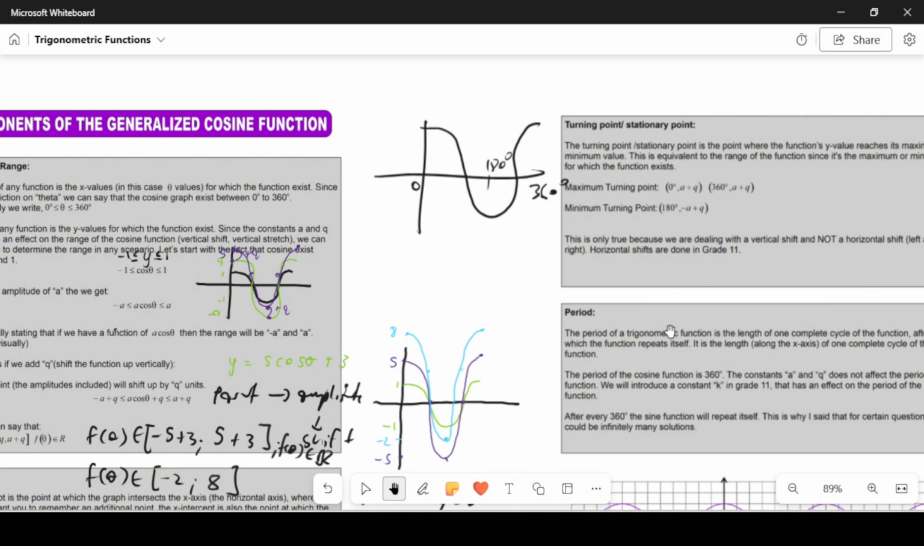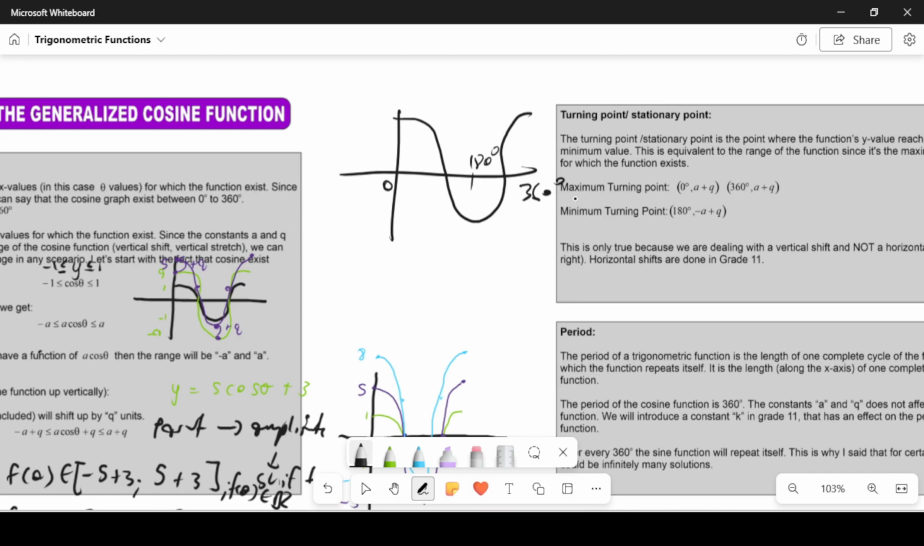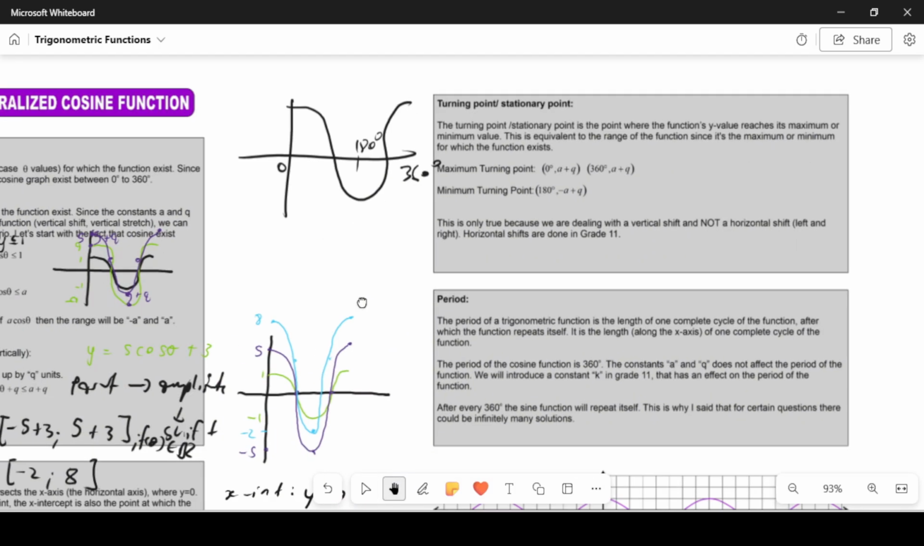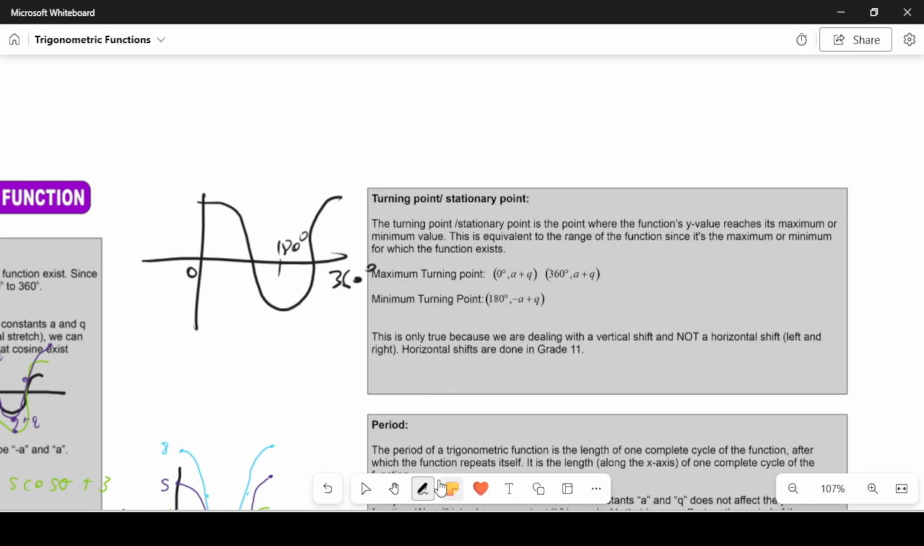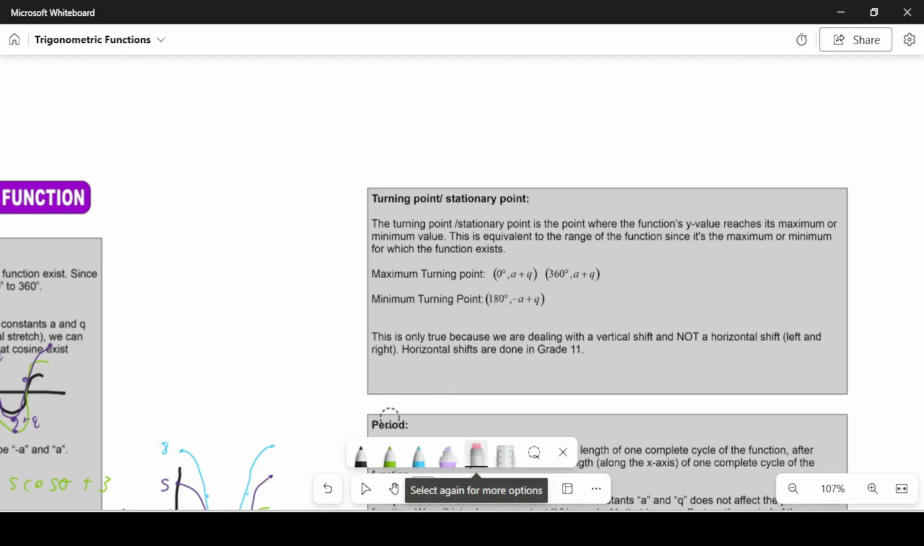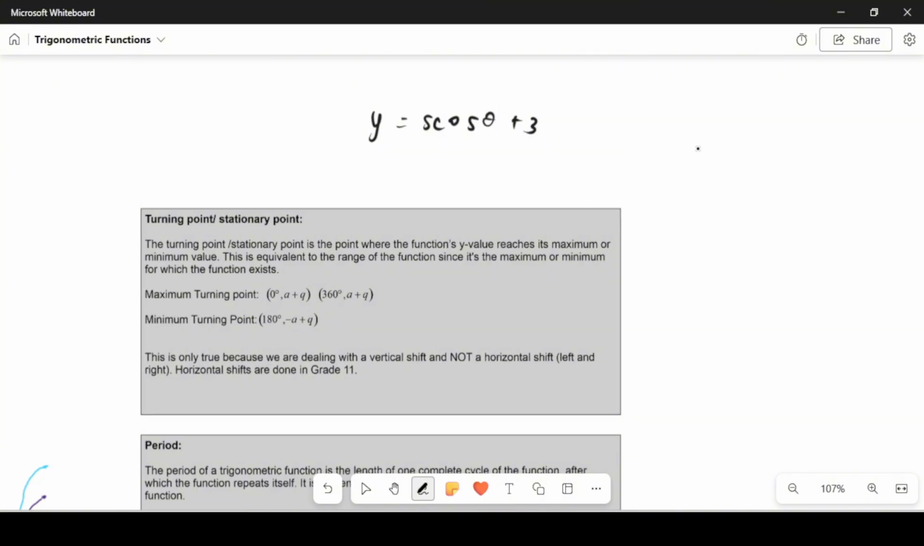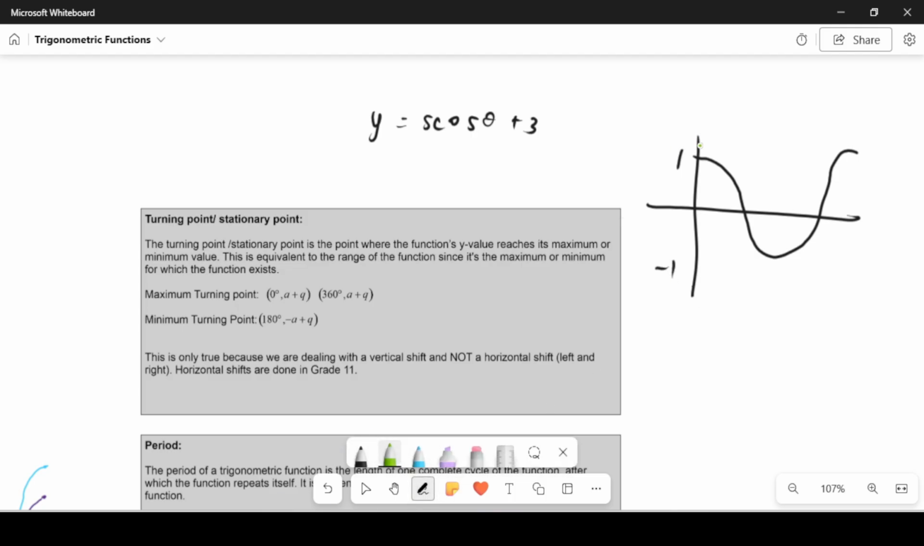Just to re-emphasize and ensure that you understand this. If I'm trying to find the turning point, I'm going to do the exact explanation that I did here, but let's do it just so that you understand. Let's say for the function y is equal to 5 cos of theta plus 3, what I would do is first sketch the parent function. This is the parent function. That is 1, that is minus 1. Then we'll affect the amplitude. If you affect the amplitude, it'll become 5 and minus 5.